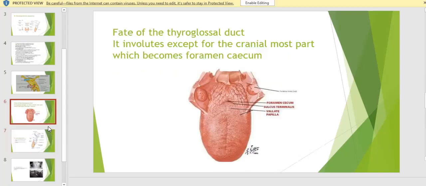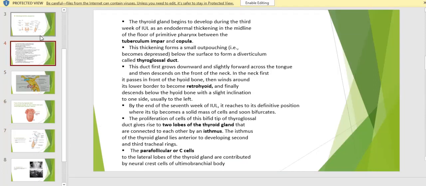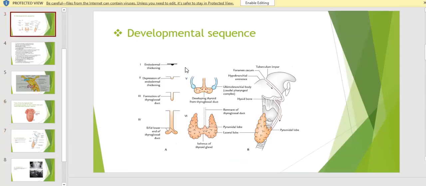So we have answered the question, what is the developmental sequence? Maybe I should do that in a nutshell. So endodermal thickening at the root of the tongue becomes depressed to form the thyroglossal duct, which inclines forwards and downwards to lie ventral to the hyoid bone. Then at the inferior border of the hyoid bone, it moves to the posterior of the hyoid bone, the retrohyoid position, and then inclines downwards and somewhat to the left of the midline.